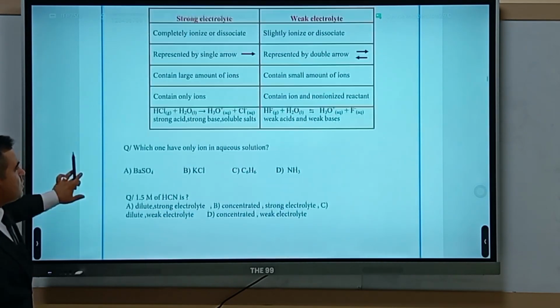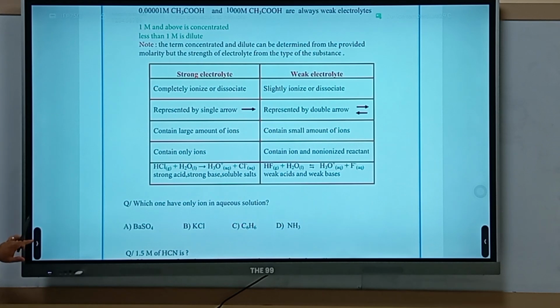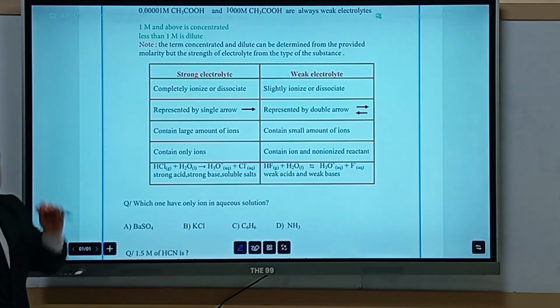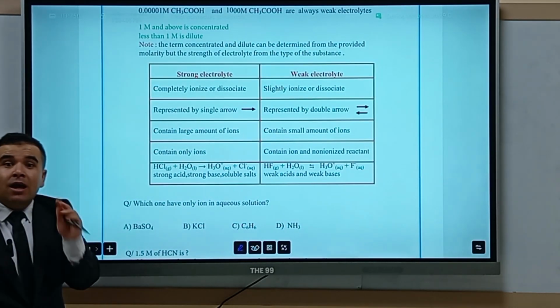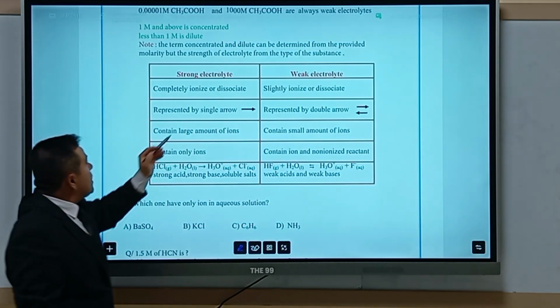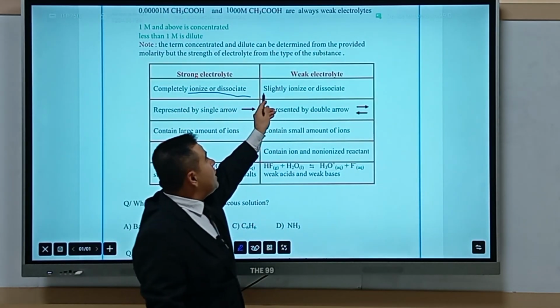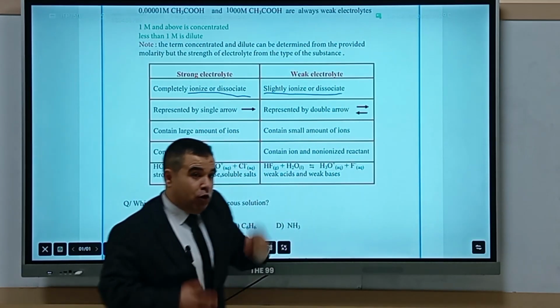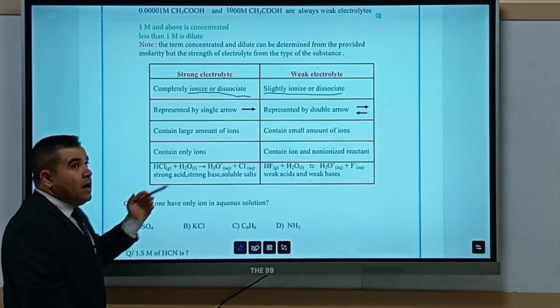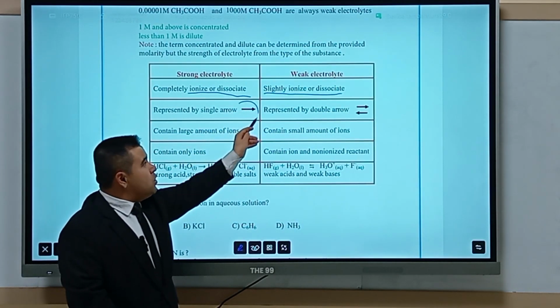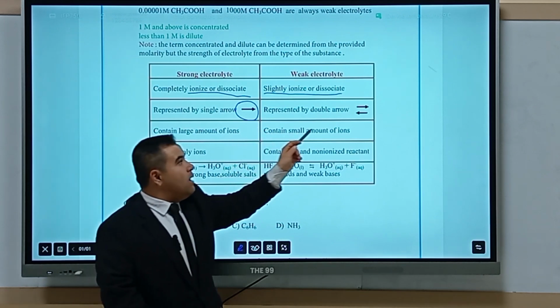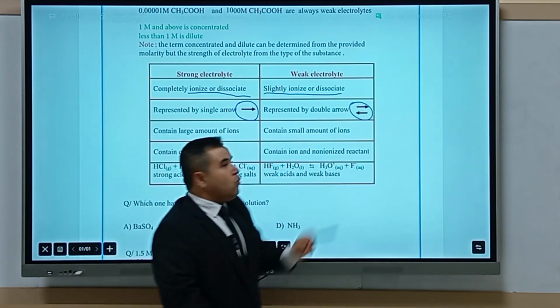We have got solutions, questions we'll be solving, but let us talk about the differences between strong and weak electrolytes. Guys, the strong electrolytes completely ionize or dissociate, but the weak electrolytes slightly or partially ionize or dissociate. Here we represent the equation by a forward arrow, there by a double arrow.